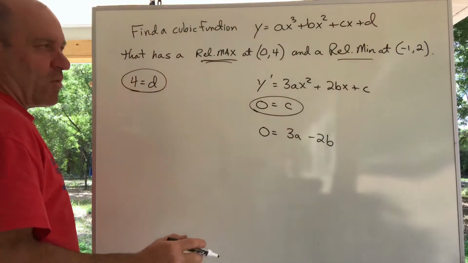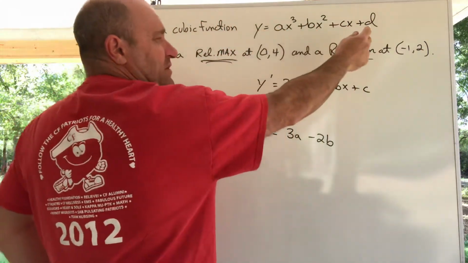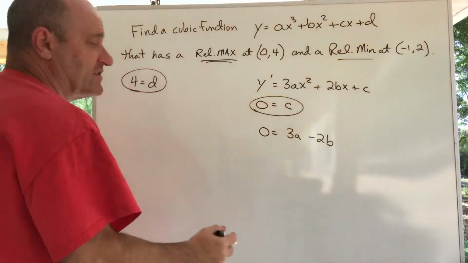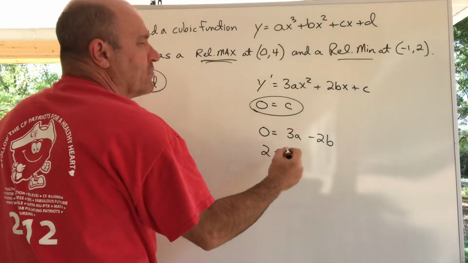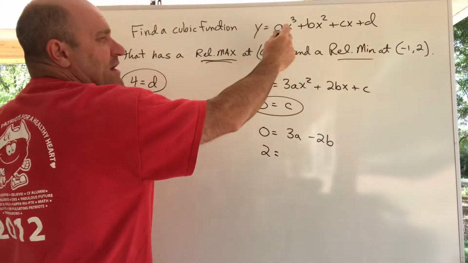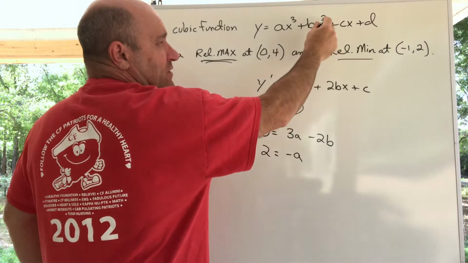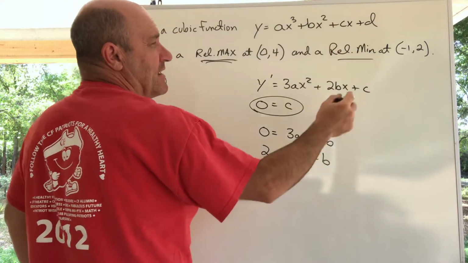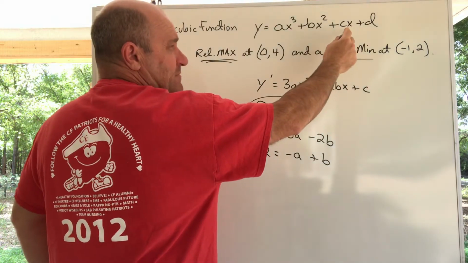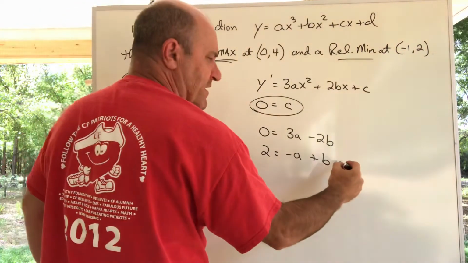And remember, the other thing I wanted to do was plug in this x and this y into the original function. That'll give me an equation. Let's try that. Plugging in the y is 2. Plugging in the x is -1. -1 cubed, that'll be a -a. That'll be a -1 squared, that'll be a +b. And c is 0. So c is 0. Now that d is 4. D is 4.